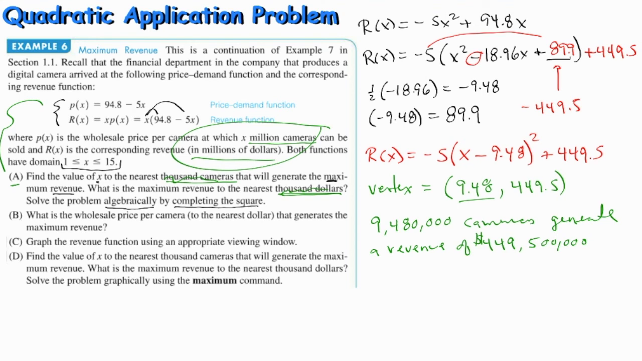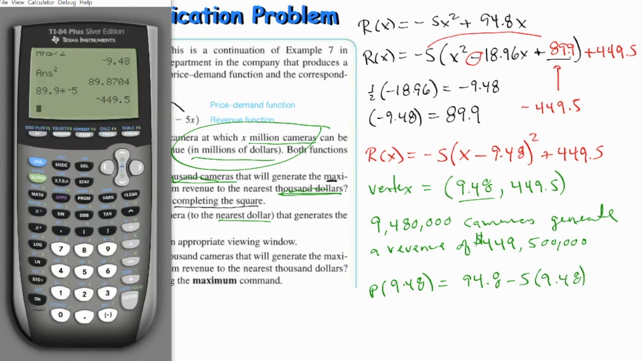Part B, what is the wholesale price per camera to the nearest dollar that generates this maximum revenue? So if we take the 9.48 and plug it into the price demand function, we get P of 9.48 equals 94.8 minus 5 times 9.48. And that's $47.40 per camera.